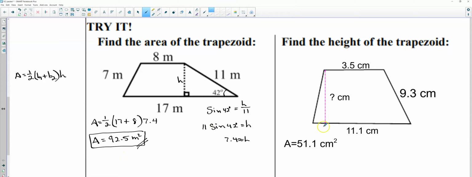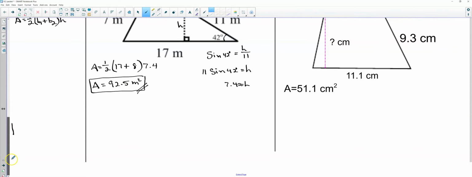Now, what happens if they give us the area and we are looking for the height? Now they gave us the area and we're looking for the height. Well, we're gonna use the same formula, right? Let me give us some space here. And we're gonna say, well, the area, which is 51.1 square centimeters, is equal to 1/2 base 1 times base 1 plus base 2, so it's 11.1 plus 3.5, and that times the height, and the height is what we are looking for, right?